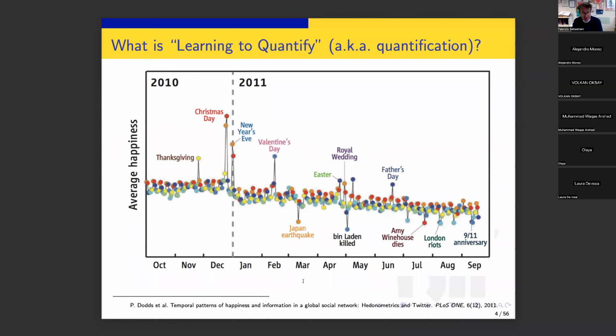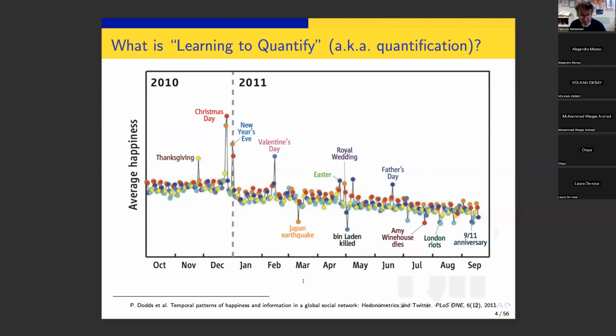Thank you all. So what is learning to quantify? Here we have an example from a paper that was published 10 years ago, from computational social scientists. In computational social science, there is lots of research in which social science is attacked from a computational angle, drawing data typically from microblogs, from Twitter, from blogs, data which are already available on the web.